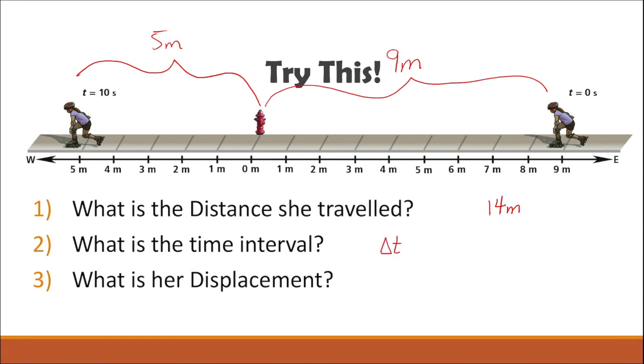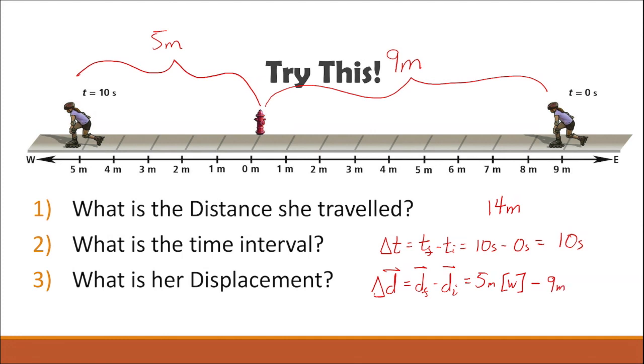Her time interval is simply her final time minus her initial time. Her final time is 10 seconds. Her initial time is 0 seconds, so her time interval is 10 seconds. Her displacement is simply her final position minus her initial position. Here we see a slight difference in the problem. At the end, we can find her at 5 meters to the west of the fire hydrant. At the beginning, we find her 9 meters to the east of the fire hydrant.